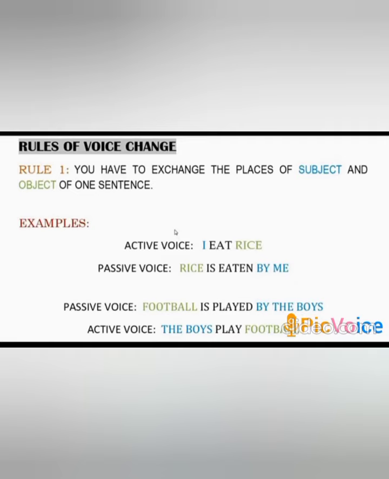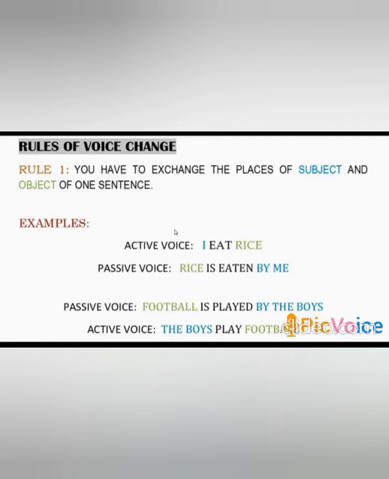For example, active voice sentence, I eat rice. Here, I is the subject, eat is the verb, and rice is the object of the sentence. In the passive voice sentence, it can be written. So, what is the object in the active voice sentence? Yes, rice. So, it must be written as the subject in the passive voice. That is, rice has become the subject. Rice is eaten by me. See, rice has become the subject and I is transformed to by me, that it has become an object.